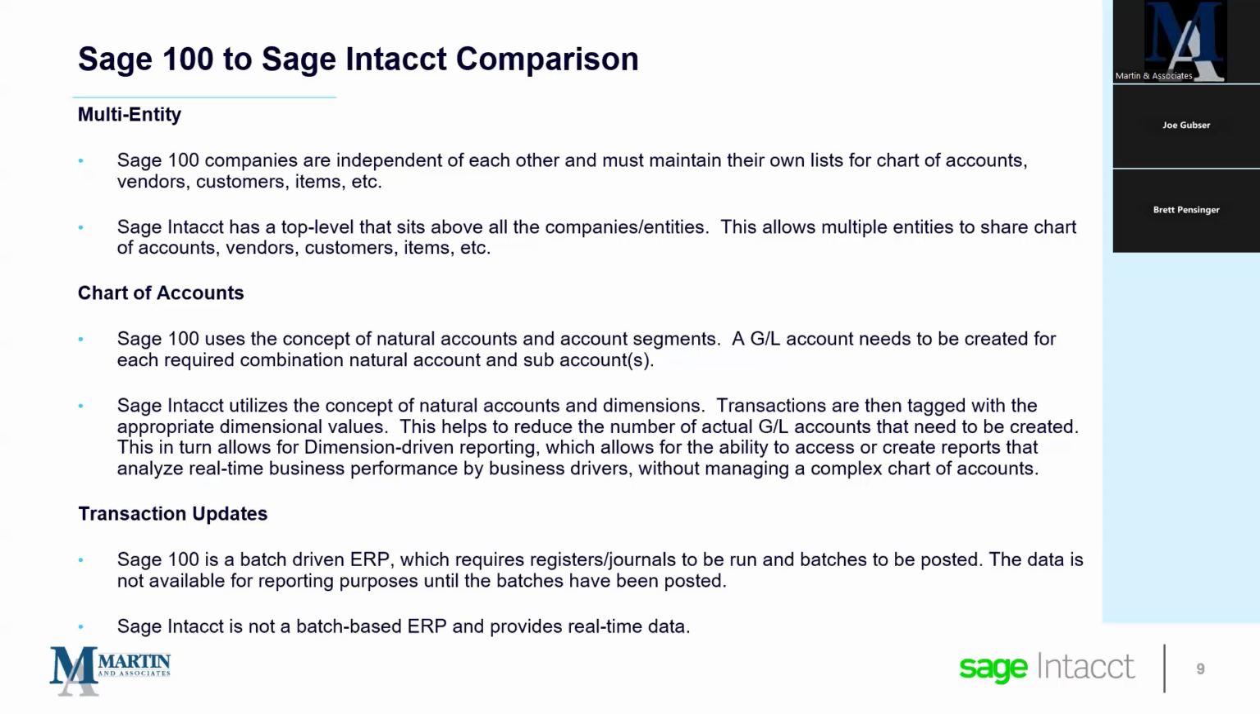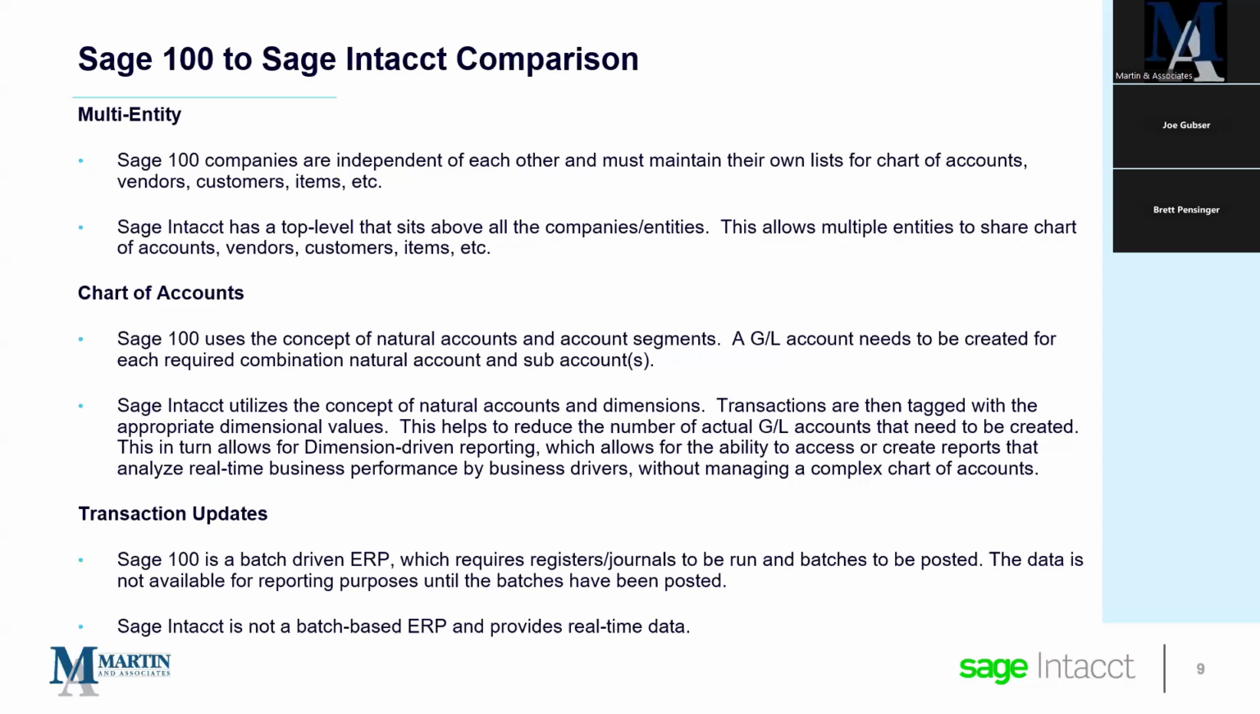Chart of accounts. Sage 100 uses the concept of natural or main accounts and then account segments. And you have to create a GL account for each combination of natural account and sub accounts that you want to post to. So your chart of accounts can get pretty big pretty quickly in that situation if you have a lot of sub accounts.